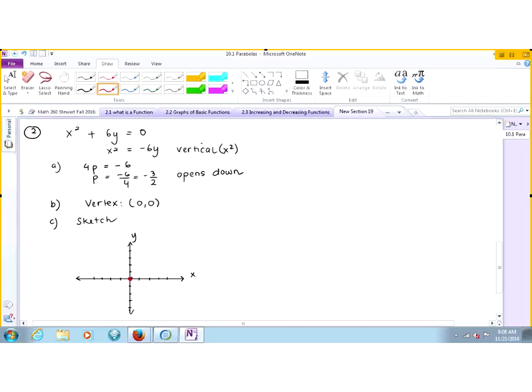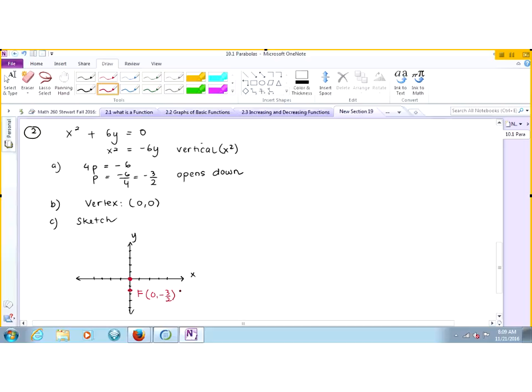Where is my focus? So it's going to be where? Up, down, left, right? Down. What is the distance? Negative 3 over 2. So it's right here. This is your focus. Can I know the coordinate of my focus? 0, comma, negative 3 over 2. That's right. So it's going down.